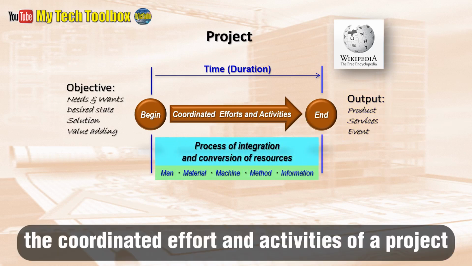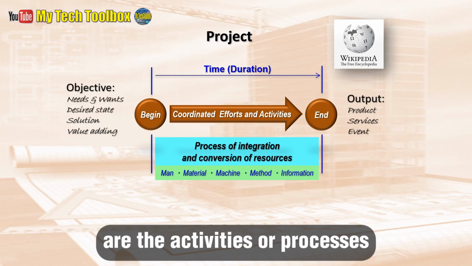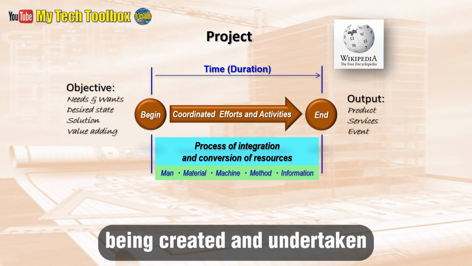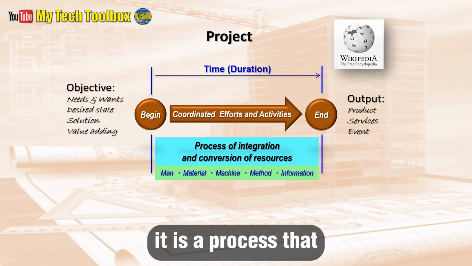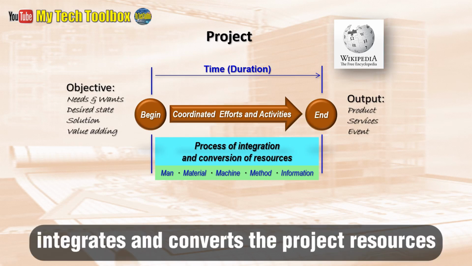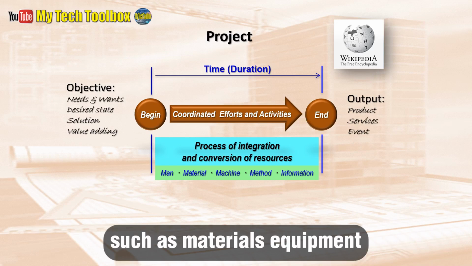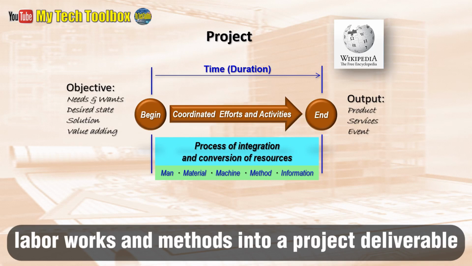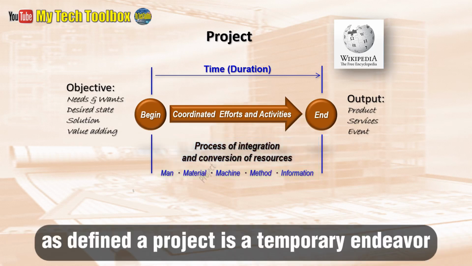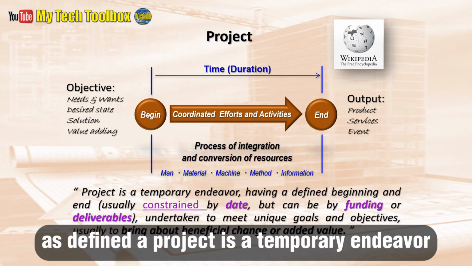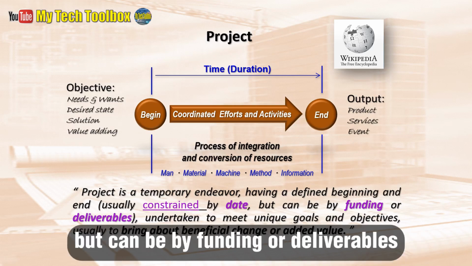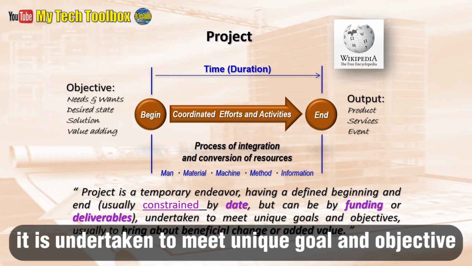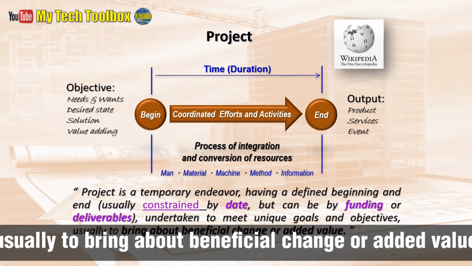The coordinated effort and activities of a project are the activities or processes being created and undertaken in order to build, construct, or realize the project objective. It is a process that integrates and converts the project resources such as materials, equipment, information, labor works, and methods into a project deliverable. As defined, a project is a temporary endeavor, having a defined beginning and an ending, usually constrained by date, but can be by funding or deliverables. It is undertaken to meet a unique goal and objective, usually to bring about beneficial change or added value.